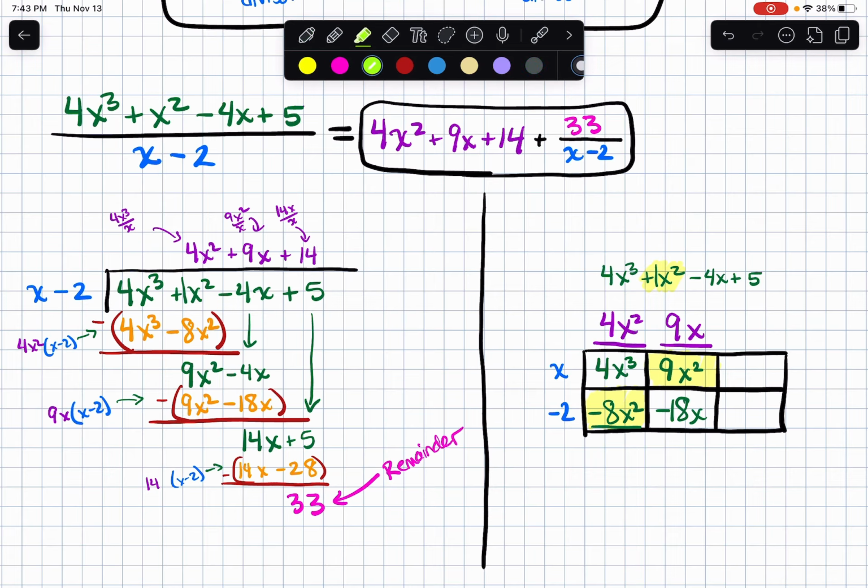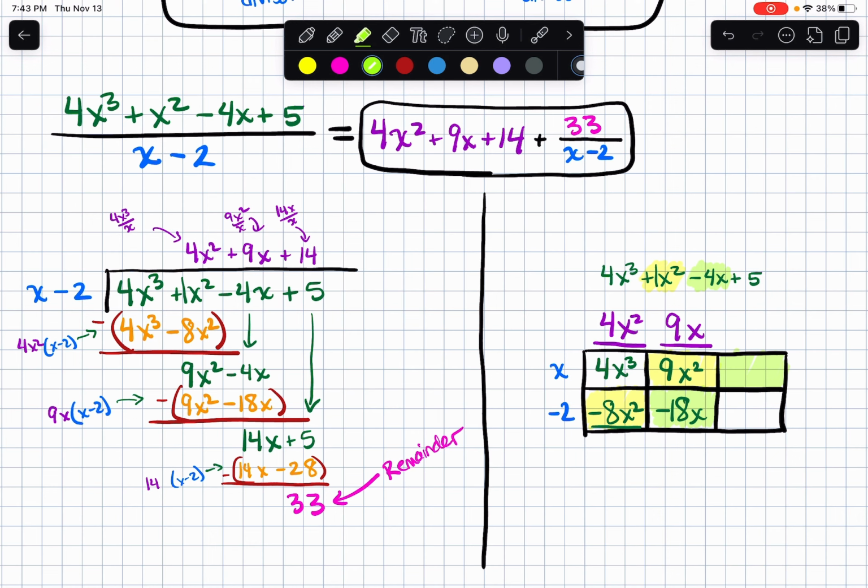That's my first linear term. That's my first x term. The x terms are going to be in this diagonal, my two green squares. And I need those two green squares to sum to negative 4x. So I have negative 18x. I need them to have a total of negative 4x.